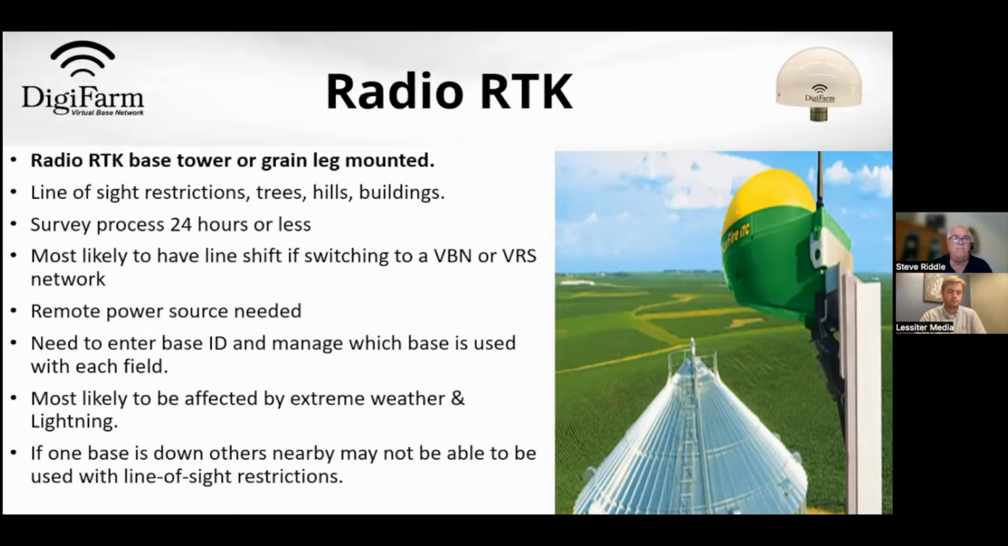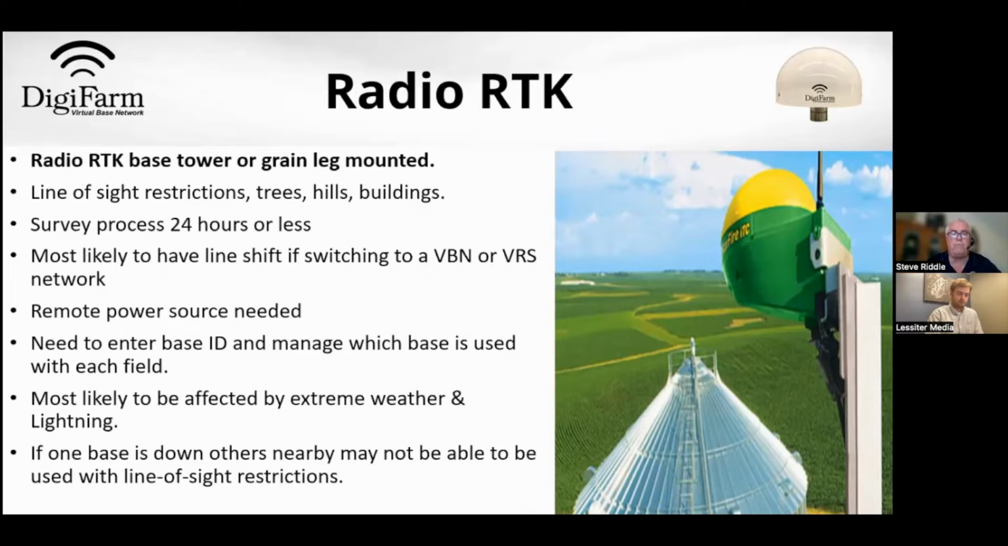These receivers broadcasting the RTK corrections are mounted up on a tower or a grain leg. Sometimes they can have movement. And there again, they've got to have a remote power source as well. The other difficult thing is that each one has its own unique base identification number, and you have to manage which base was used with each field and application. So I think over time there's some that you still have to enter at once, but you've got to get it right, and then it geofences and uses it.